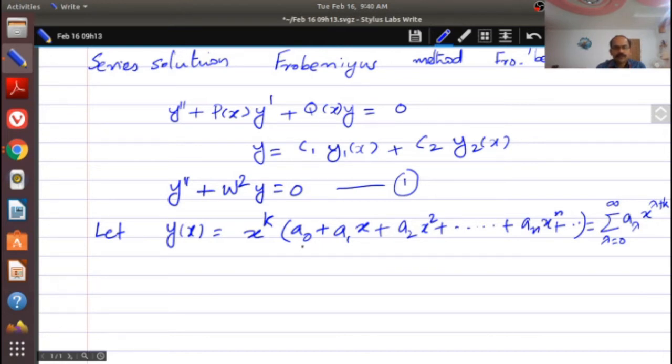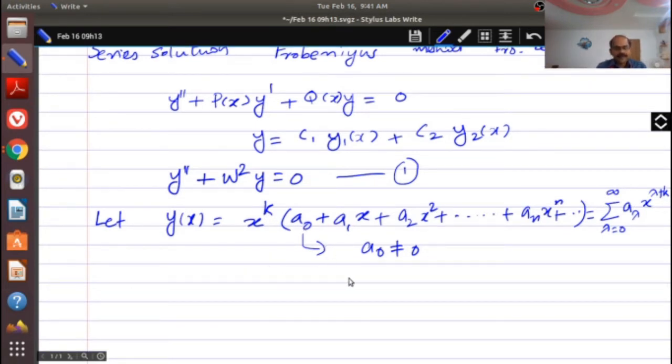Here we assume that a0 is not equal to 0, because if a0 were 0, the lowest value would be defined by a1 instead, so it would move on. The term a0 x raised to k is such that it starts from the lowest possible value for y of x. We need this lowest possible representation from a0 x raised to k. You don't need to worry about why, but the first assumption is that we have a series solution for our y of x, and in that a0 is non-zero.